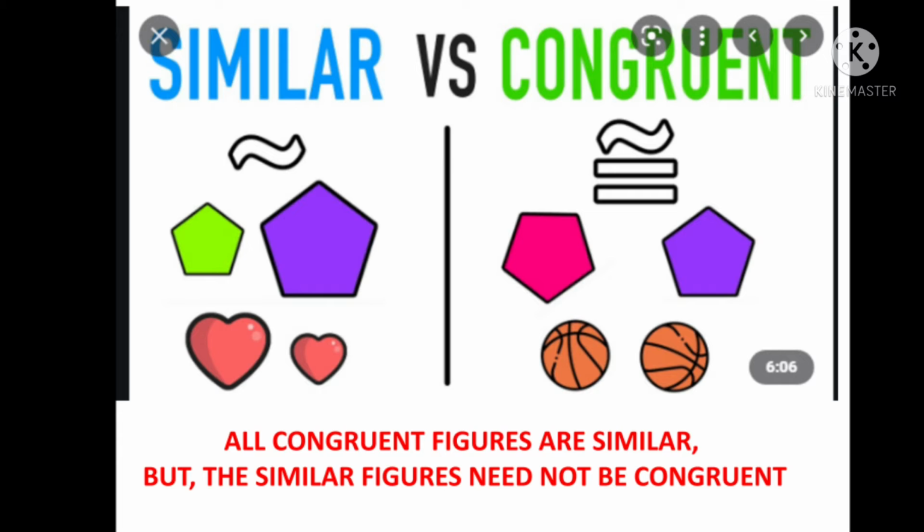Now you can see it on the right side. There are 2 basketballs. Both of them are having the same size and same shape. So they are congruent. Now you see 2 sets of pentagons. Now both of them are having the same size and same shape. If you put one pentagon on top of the other pentagon, it will overlap completely. So you can say that all congruent figures are similar, but the similar figures need not be congruent.